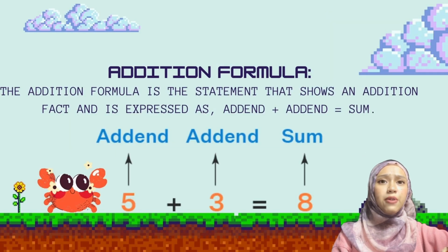Now, we're going to move to the addition formula. The addition formula is the statement that shows an addition fact and is expressed as addend plus addend equals sum. For example, 5 is the addend and 3 is also an addend. 5 plus 3 equals 8. 8 is the sum of the addition of the 2 addends.